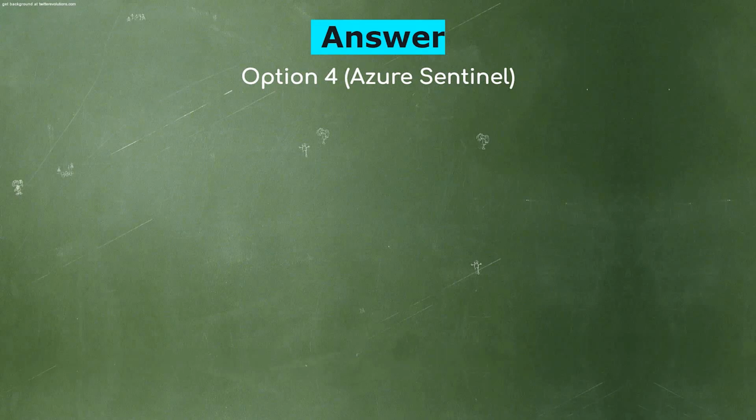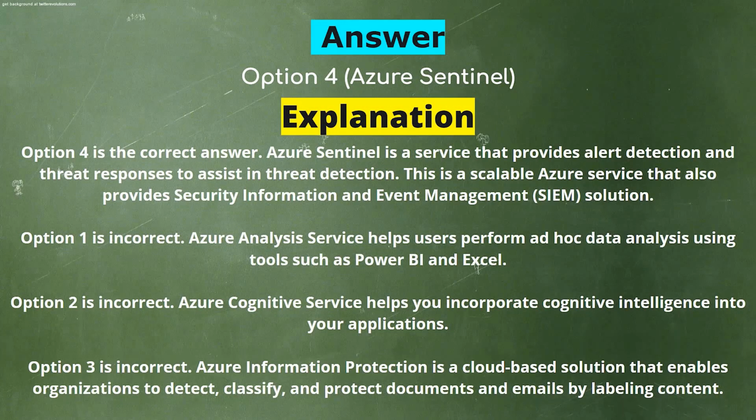Azure Sentinel. Explanation. Option 4 is the correct answer. Azure Sentinel is a service that provides alert detection and threat responses to assist in threat detection. This is a scalable Azure service that also provides a security information and event management (SIEM) solution.